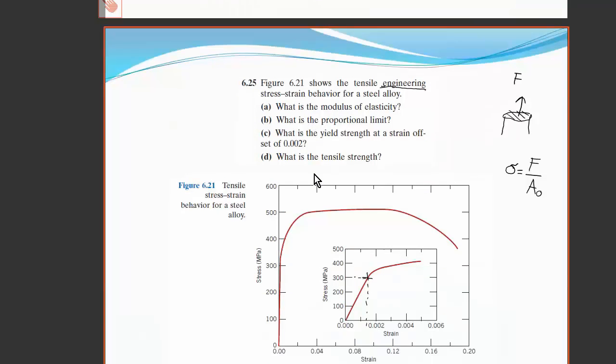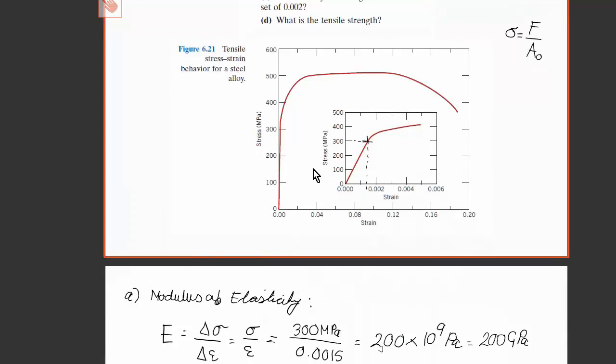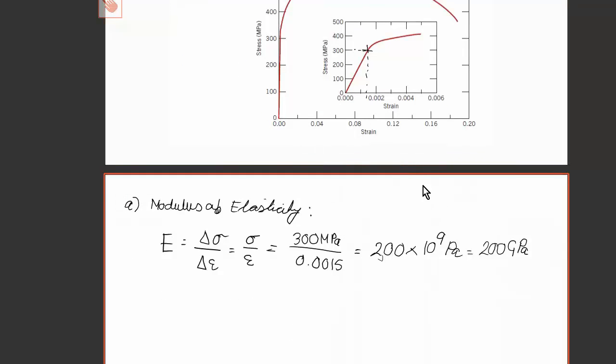It's asking here, what is the proportional limit? The proportional limit here is quite hard to find because we need to figure out exactly where the graph bends. The inset is helpful here. We cannot be too precise about it, so I will say that the proportional limit is roughly equal to up to 300 megapascals.